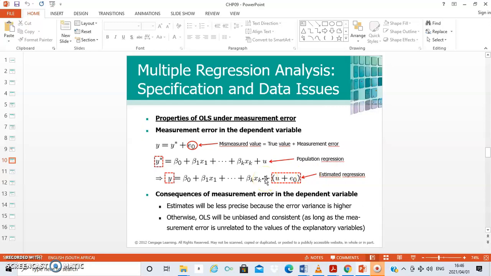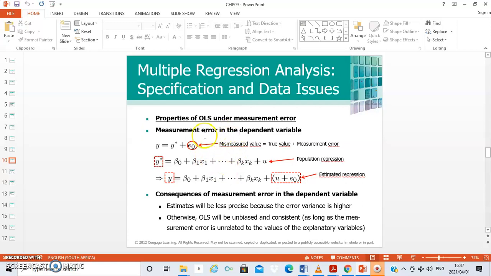Okay, so welcome to part 2. Now, there are some instances whereby there could be an error of measurement, whether it's in the dependent variable or whether it's in the independent variable. So now let us look at how OLS performs in the context of error of measurement. Let us start with the dependent variable.